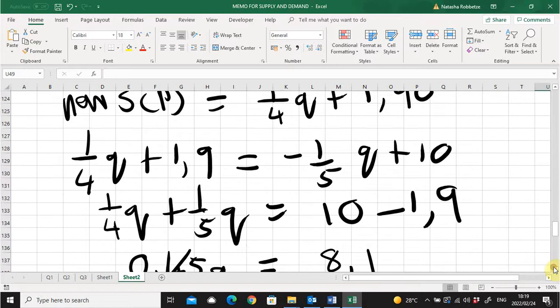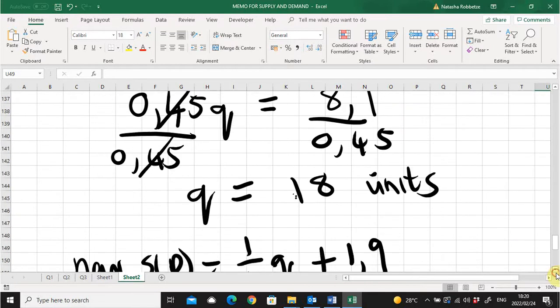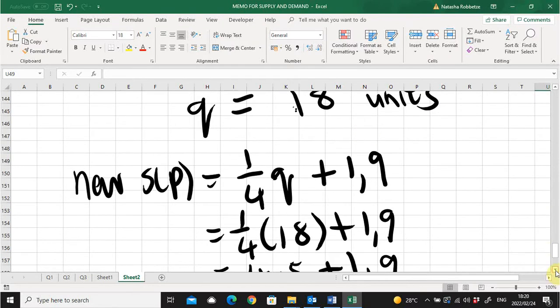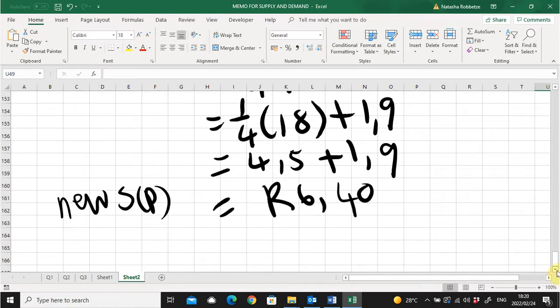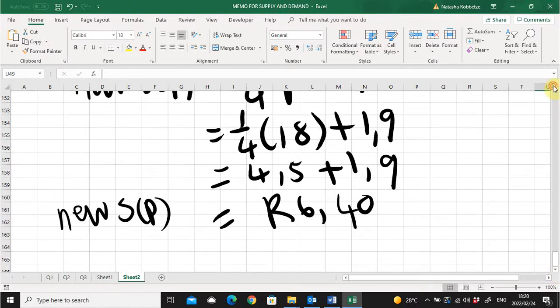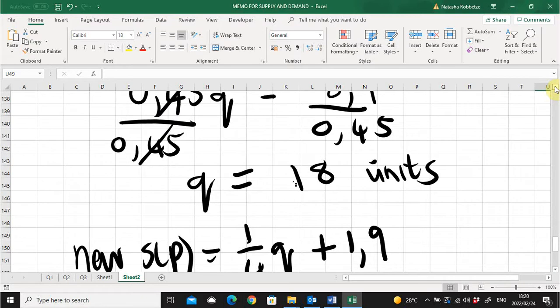We used that supply function, we set it equal to all demand. We solved the market equilibrium quantity. We took the market equilibrium quantity, we put it into the new supply. And when we did that, we got to the new price. So if there is a tax of 90 cents, the new price should be 6 Rand 40, and the new equilibrium units will be 18 units. Right, and that was our answer to question number 5.